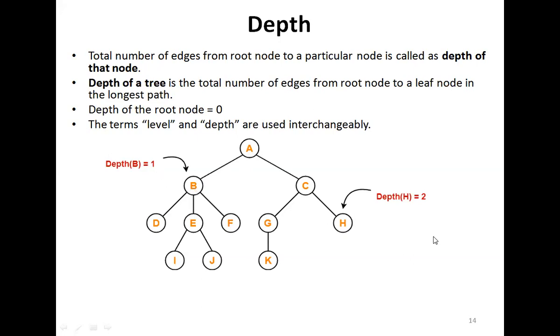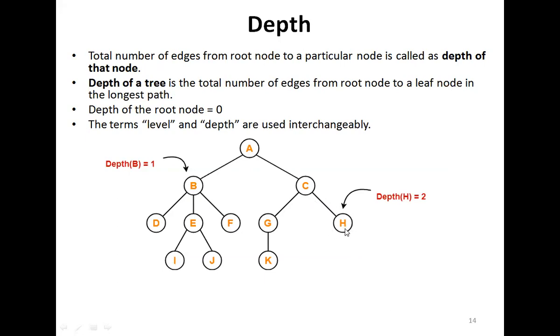Okay. Similarly, the depth of this node H: the total number of edges from the root node to this node, how many? 2. This and this, 2. So the depth of this node H is 2.